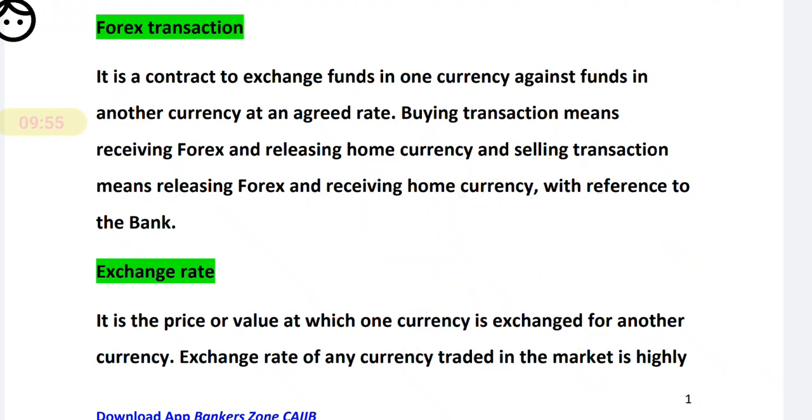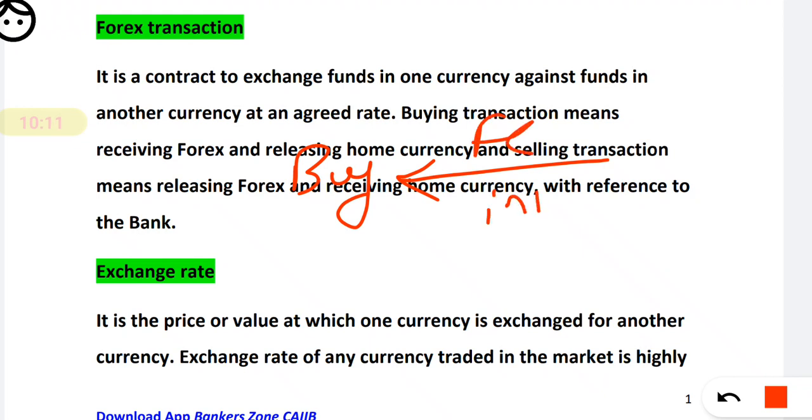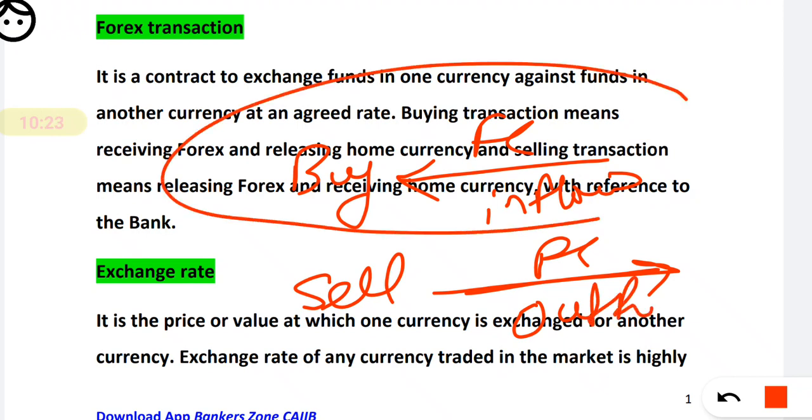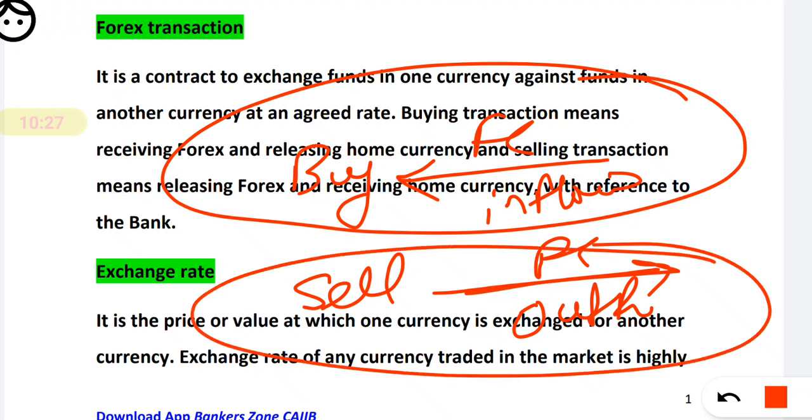I repeat because this is the most important bit in forex: first you have to identify whether it is a buying transaction or a selling transaction. In case of buying, foreign currency is an inflow. In case of selling, the foreign currency is going away from you, so it is an outflow. Inflow of foreign currency is in the buying case, and outflow of foreign currency is in the selling case.